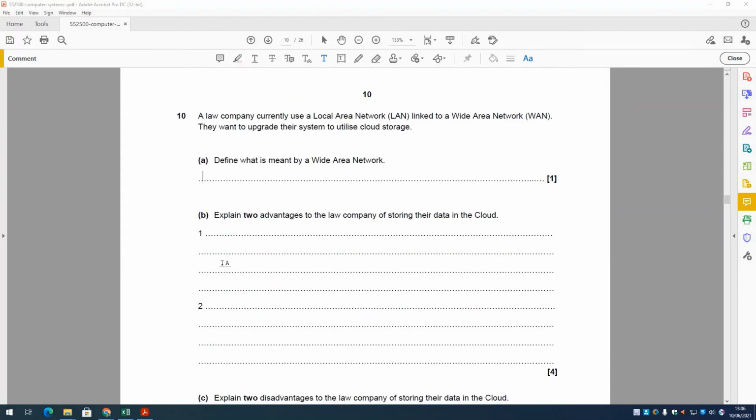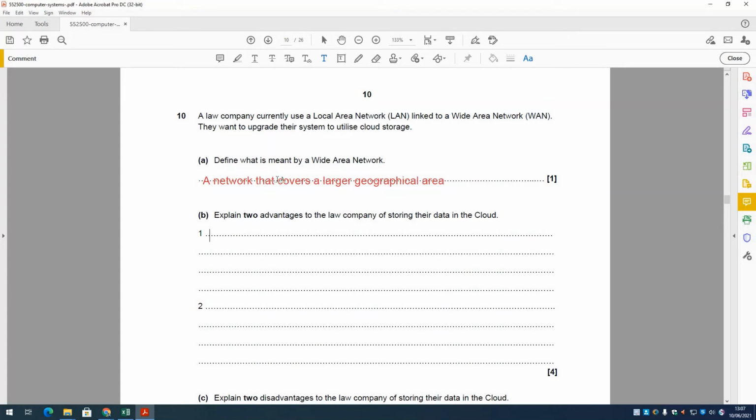Question 10. A law company currently uses a local area network, LAN, linked to a wide area network, WAN. They want to upgrade their system to utilize cloud storage. Define what is meant by a wide area network. So that's quite a straightforward term. It's a define, so it's just one of those terms you need to know. So it's a network that covers a large geographical area.